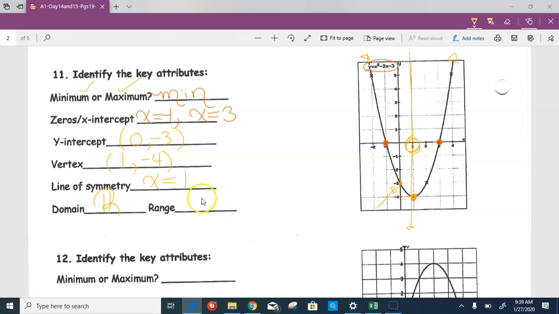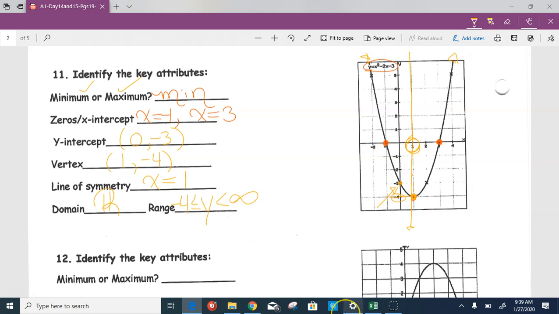Our range, however, we do have a lowest point. Our lowest point is down here at -4. So -4, our graph makes contact. Our highest point, well, it goes up for infinity. So we have all the way to +infinity.